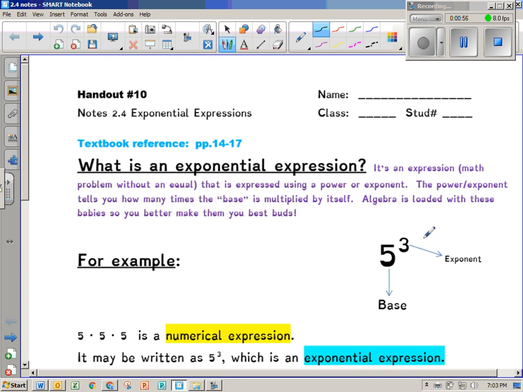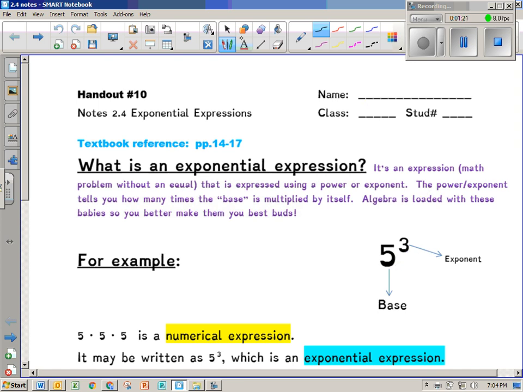There's a lot of instances where powers are used. Algebra is one of them, but there's others, and we're going to talk about when exponents are appropriate to use. It's important to know the difference between the base and the exponent. So the exponent is telling us how many times the base is being multiplied by itself.